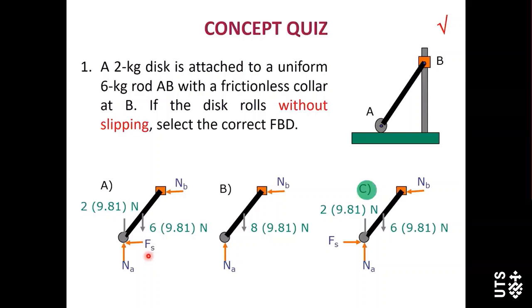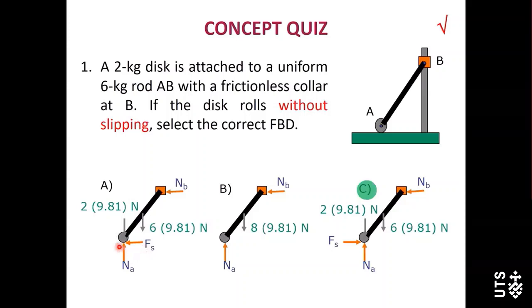But the problem here is the direction of this Fs. We already know how to determine the direction of friction force between a rolling rigid body and the surface. And here, Fs should be to the right side, not the left side. Why?